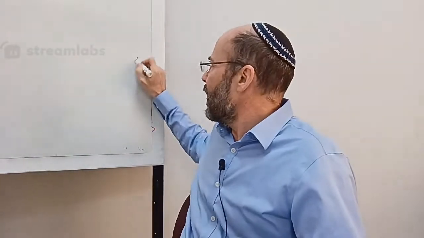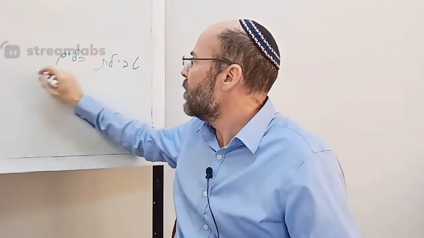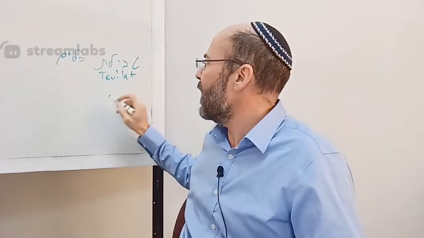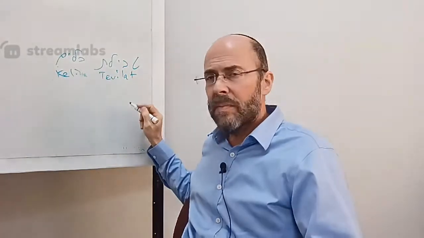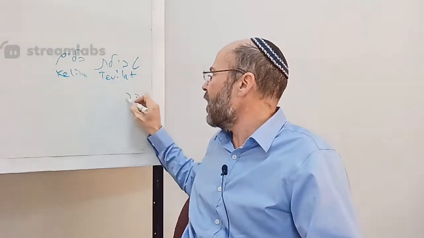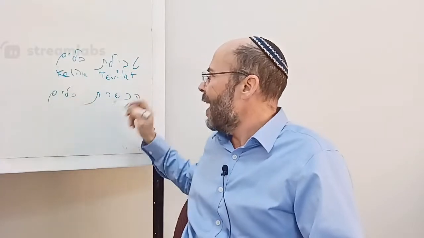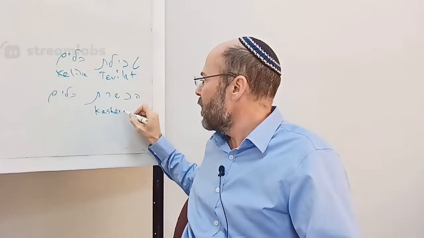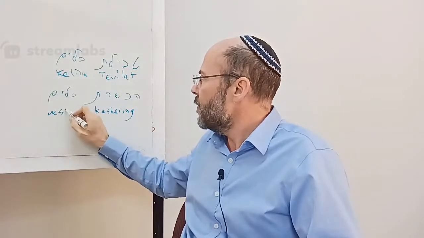I'll write the words on the board. So tevilah is immersing. Tevilat kelim. That's tevilah, which is immersing dishes. And the second, more extensive laws are called hachshara. You see the word kosher in there? Hachsharat kelim, which is, I don't have a better word than kashering, which is a sort of a Yiddishism into English. Kashering vessels. Kelim are vessels.